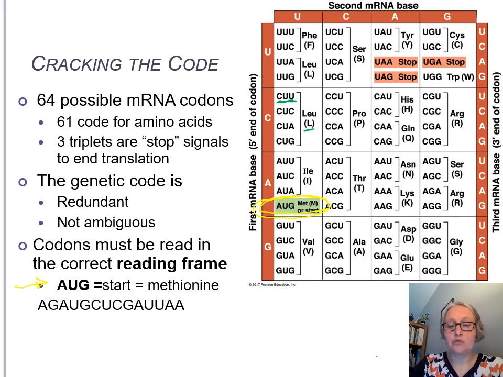You'll notice that there are 3 codons up here in the upper right corner that are called stop codons. These do not code for the placement of any amino acid. What they do is cause the entire translation machinery to stop.